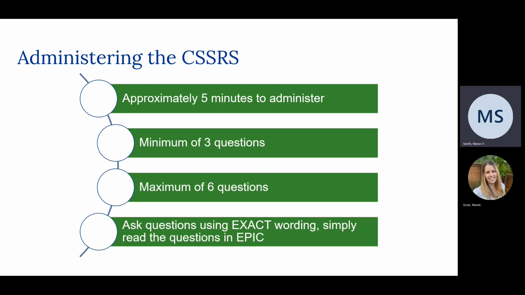The C-SSRS consists of 6 questions that can be asked in a few minutes with no mental health training required to ask them. Depending on patient's response to the questions, it is a minimum of 3 questions and a maximum of 6 questions. It takes approximately 5 minutes to administer, and you ask the questions using the exact wording. Simply read the questions as they appear in EPIC.